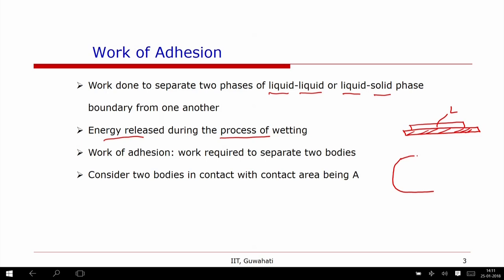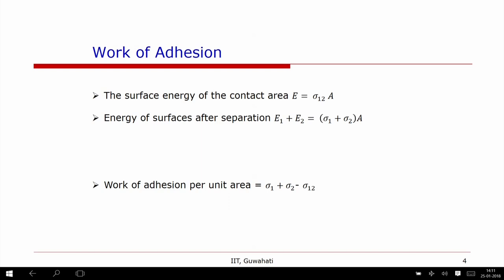So consider two bodies that are in contact with each other. Let us say this is body 1 and the other one is body 2, and the area over which they are in contact is A, as we have seen here. After the contact, the surface energy for the contact area is sigma 12 times A. That is the energy when two bodies are in contact.